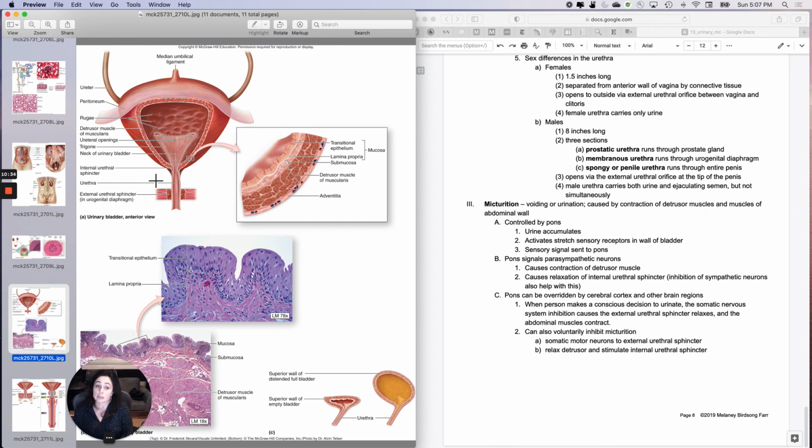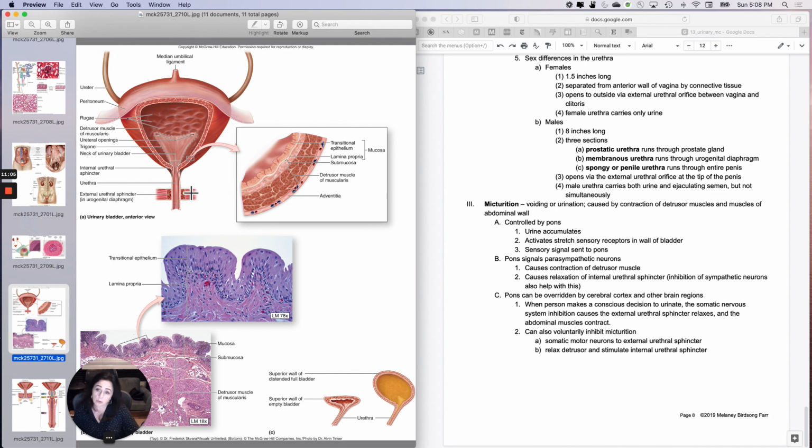And when you make a conscious decision to urinate, what the somatic nervous system is going to do is it's going to relax the external urethral sphincter. And then, of course, you can use your abdominal muscles as well to cause the urine to move out more quickly. But you could also voluntarily inhibit micturition by saying, oh, somatic nervous system, I want this to stay closed, external urethral sphincter.